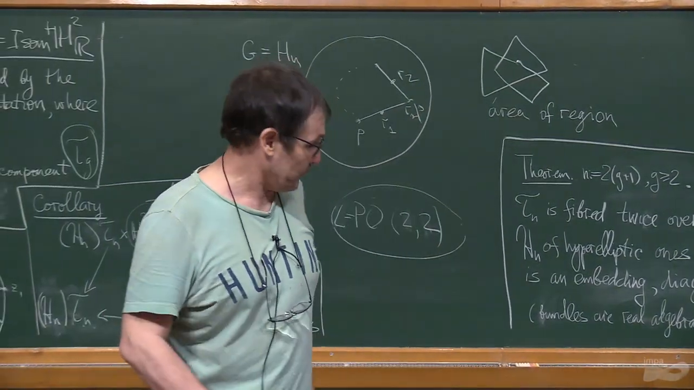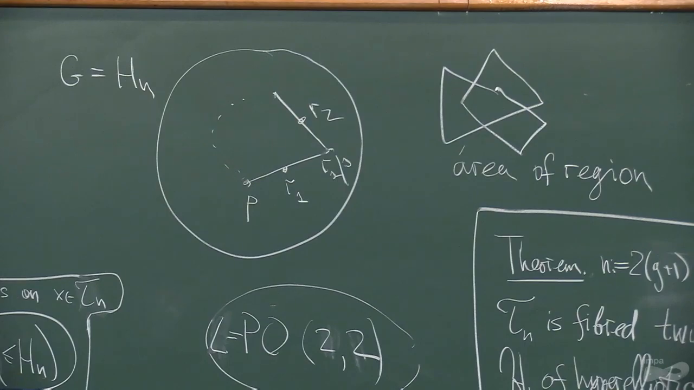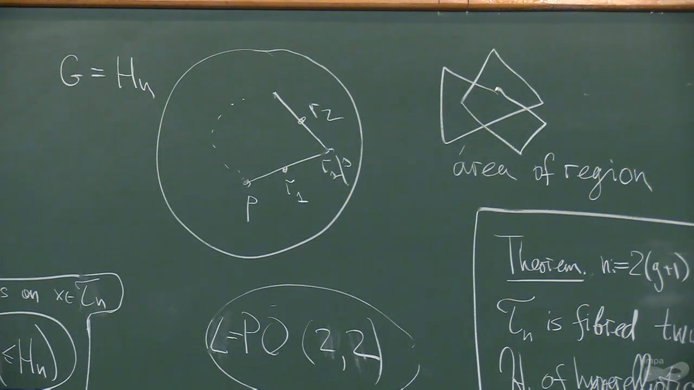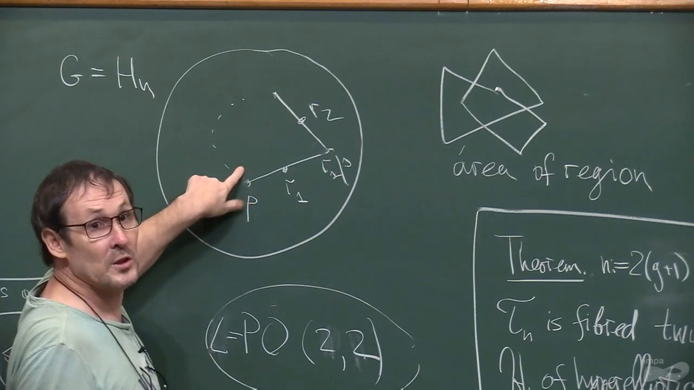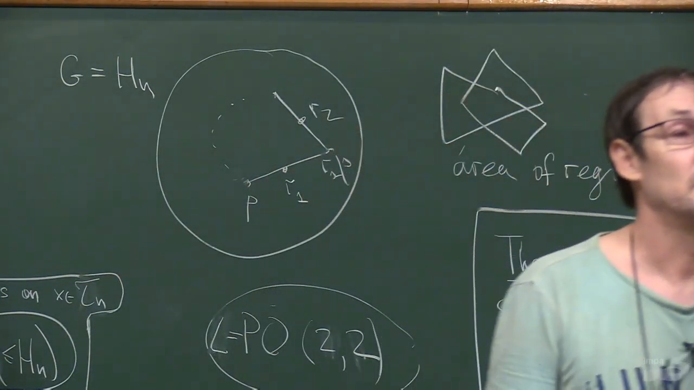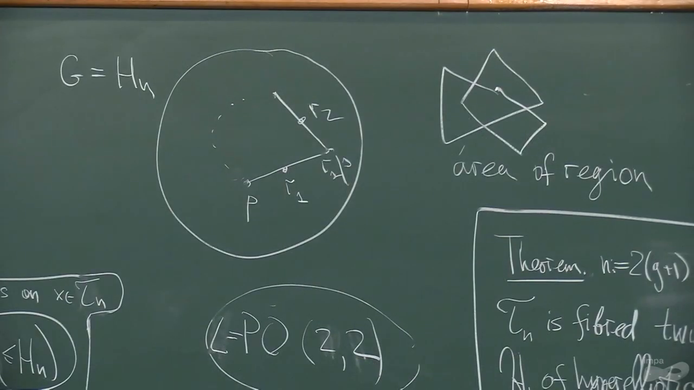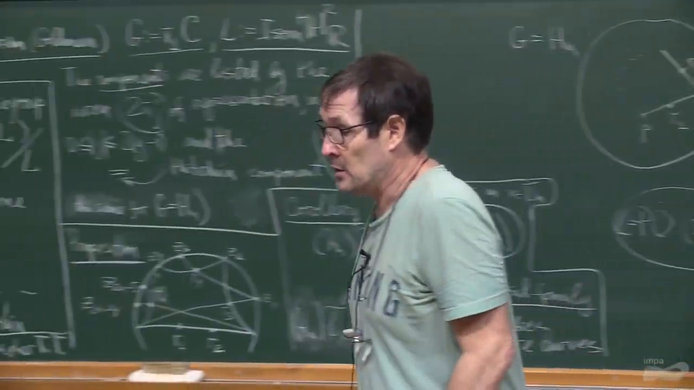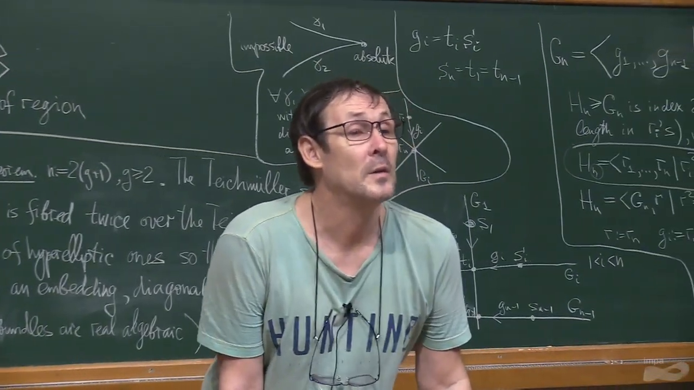So we have this area. Well, it is easy to understand that this area depends continuously on P, on the choice of our point P. On the other hand, due to this relation, it is possible to show, it's quite elementary, but I will not go there, it is possible to show that this area is a multiple of pi.